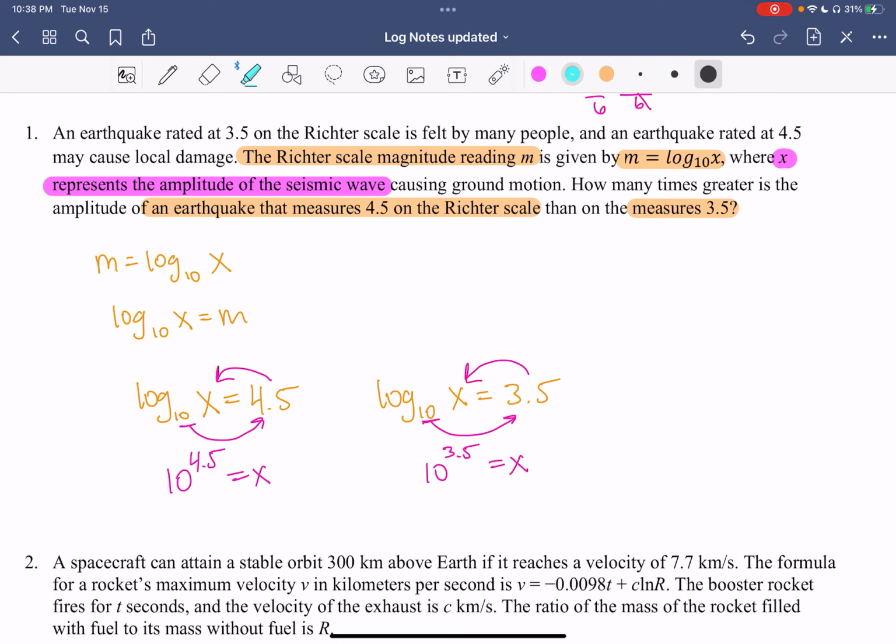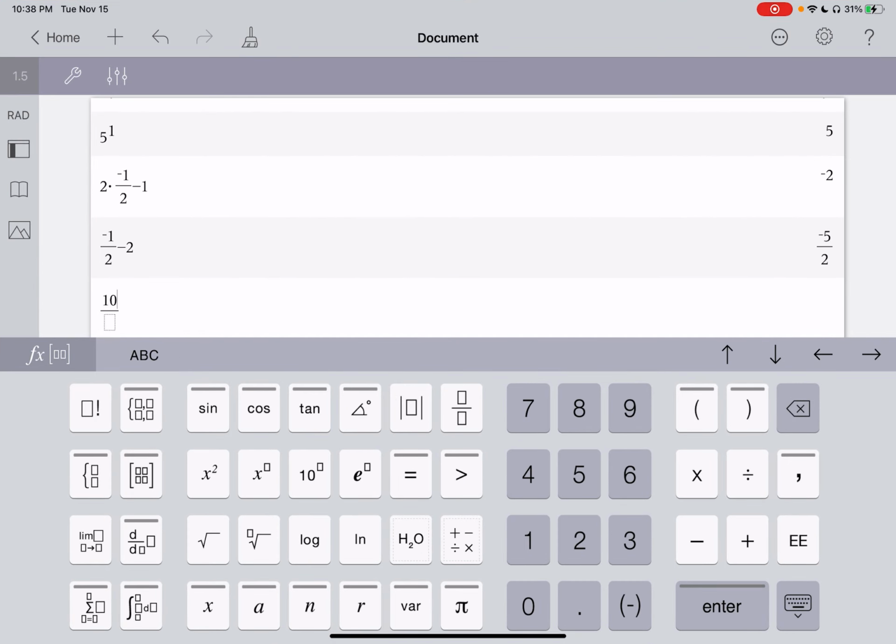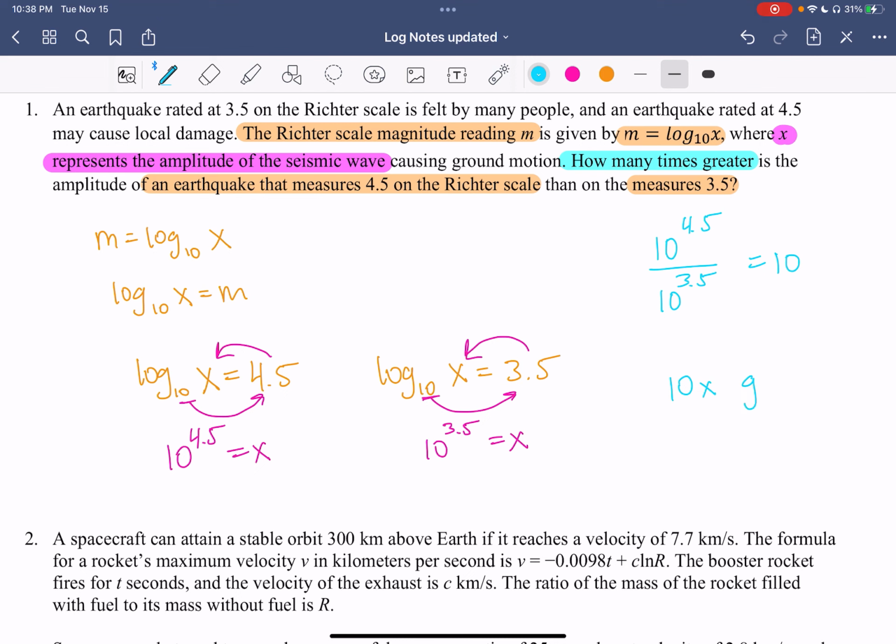Now the question is asking how many times greater. The operation that represents how many times greater is division. So you need to divide the bigger one, 10 to the power of 4.5, by the smaller one. We'll divide that in the calculator: 10 to the power of 4.5 divided by 10 to the power of 3.5, and that value is 10. So the amplitude is 10 times greater.